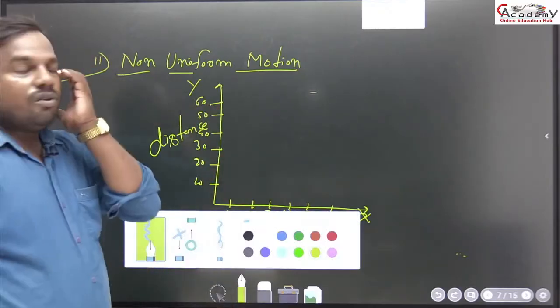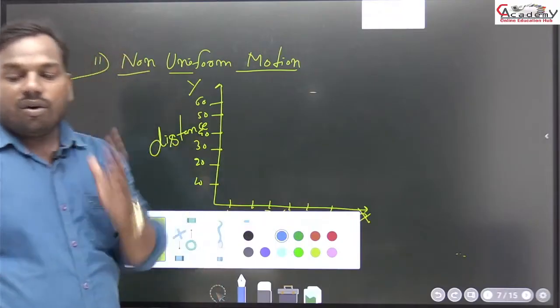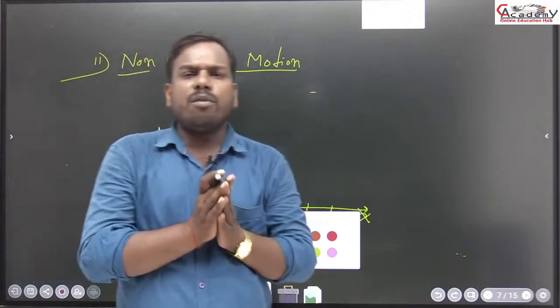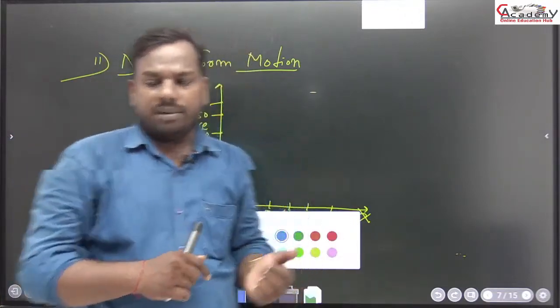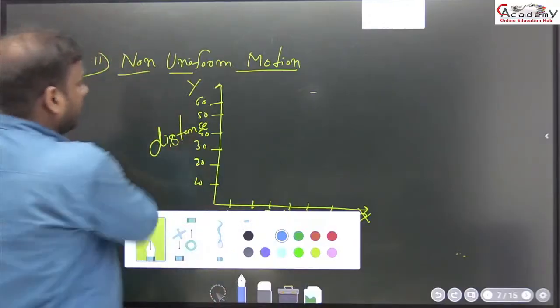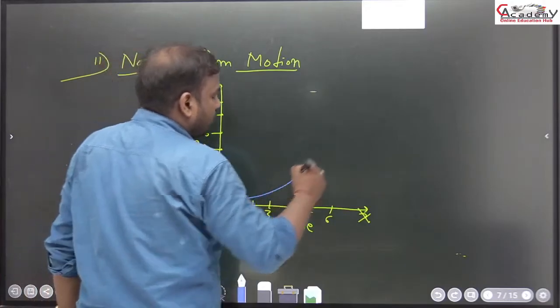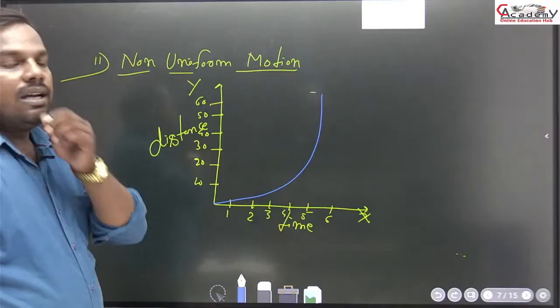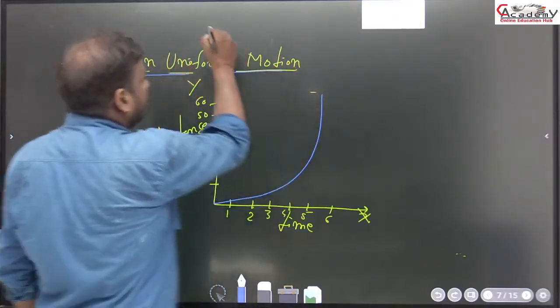But in non-uniform motion, the body does not cover equal distance. What is non-uniform motion? Non-uniform motion means when a body covers unequal distance in equal time intervals. So we get a curved line. That is the non-uniform motion distance time graph.